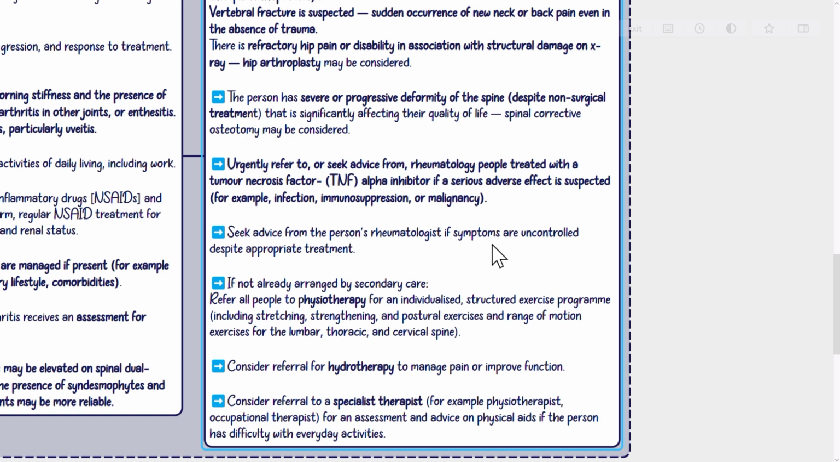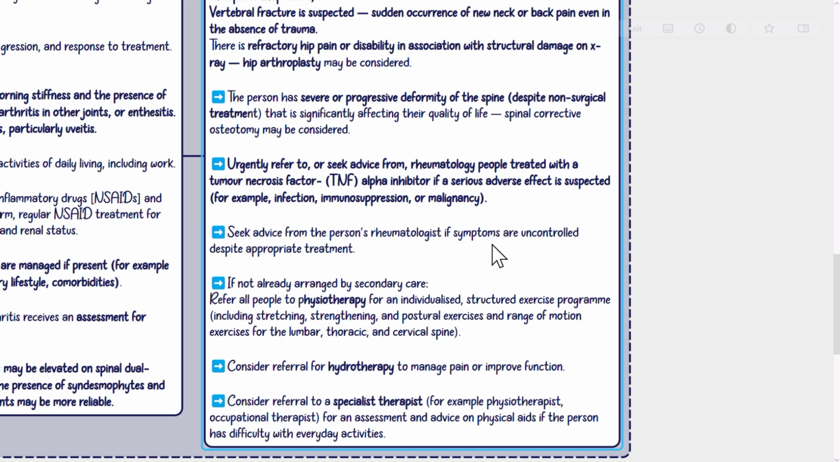Urgently refer to or seek advice from rheumatology people treated with a tumor necrosis factor, TNF, alpha inhibitor if a serious adverse effect is suspected, for example, infection, immunosuppression, or malignancy. Seek advice from the person's rheumatologist if symptoms are uncontrolled despite appropriate treatment.